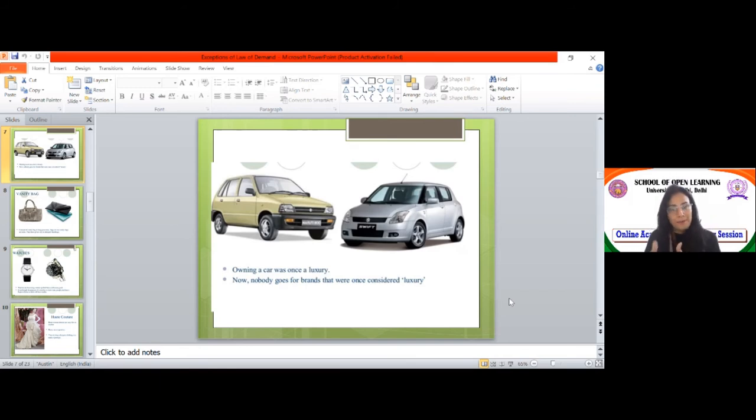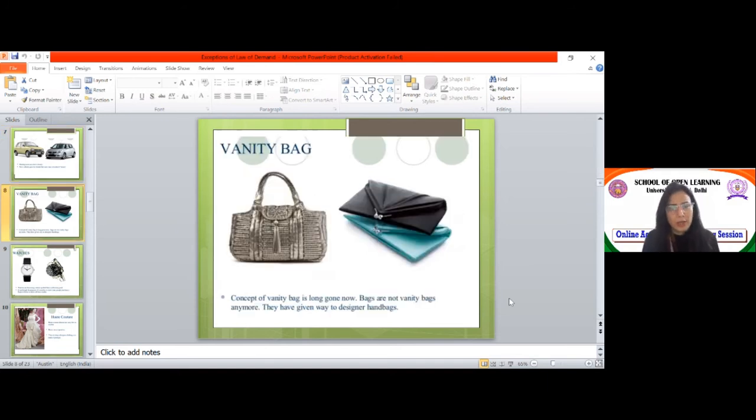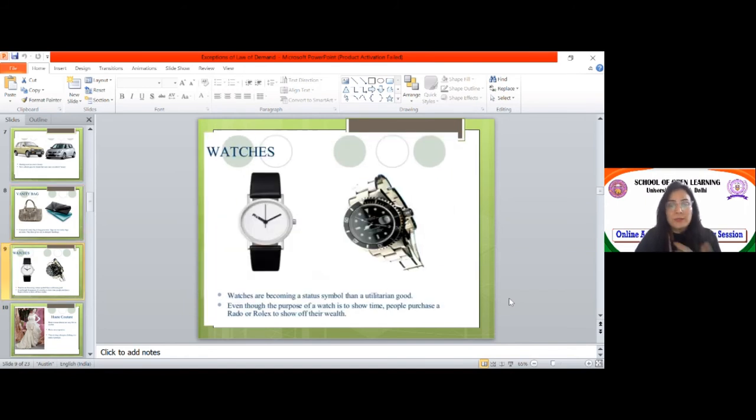So with time, what you consider a luxury changes. The concept of the vanity bag is long gone now. Sometimes trends matter, and trends change the desire or demand for a particular product. Designer handbags have come in now, and we don't use vanity bags much. I'm just giving an example.